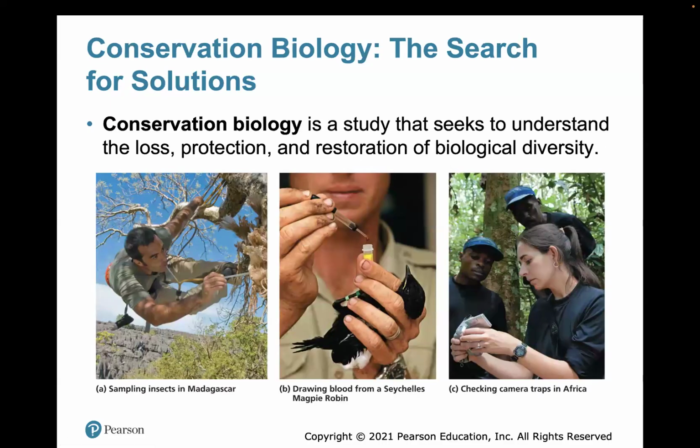Conservation biology is the study that seeks to understand the loss, protection, and restoration of biological diversity. For example, why is the population declining? If it's declining due to human activity, how can we protect it? And how can we restore it before it becomes extinct?